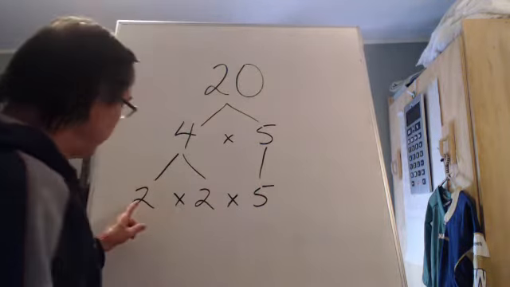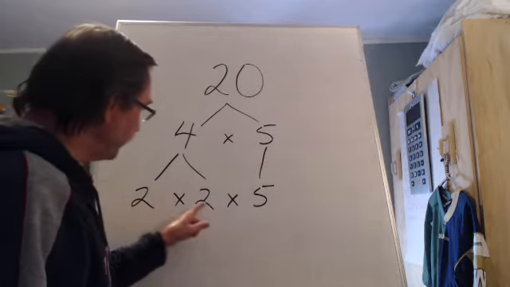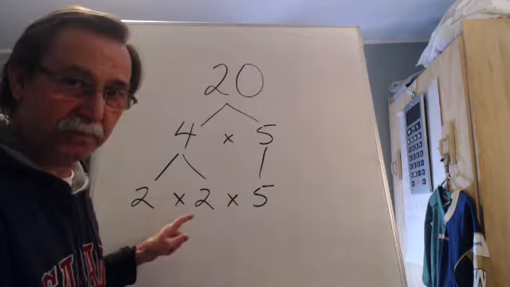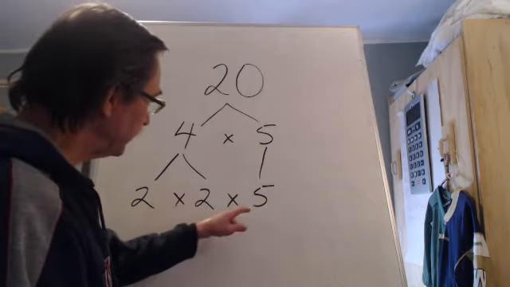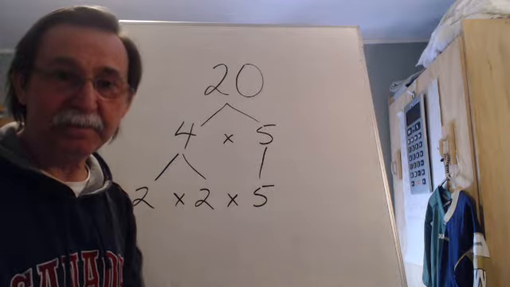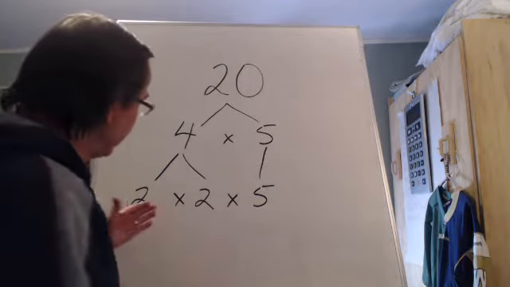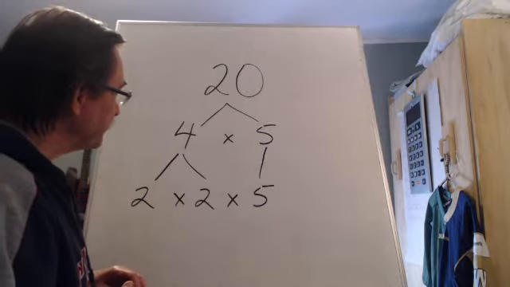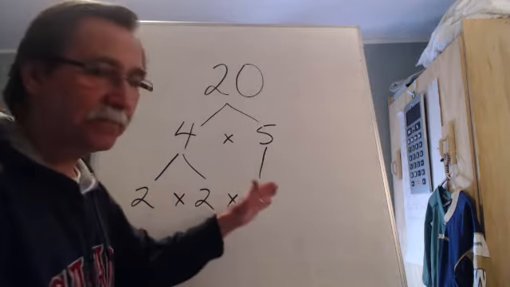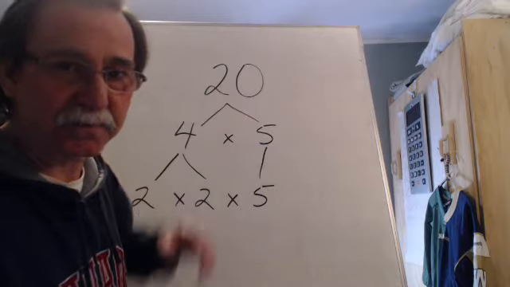So what do I have on this row? I have 3 numbers: 2 times 2 times 5. And that's all there is. 2 times 2 times 5 is the same thing as 20.